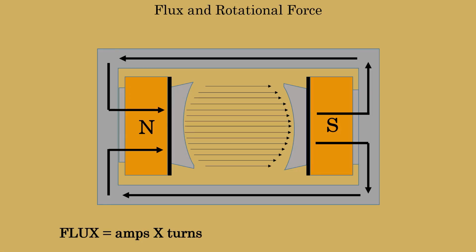Flux refers to the magnetic field produced by the electromagnets within the motor. This shows the flux flowing from the North Pole to the South Pole and then through the iron in the frame. The amount of flux is determined by the number of turns in the field poles and the amount of current that flows in the field pole coils. Flux is amp turns.